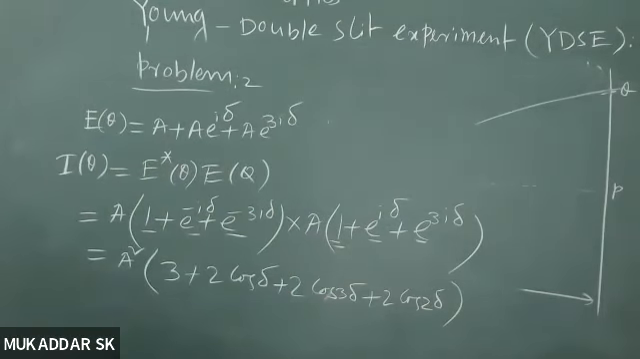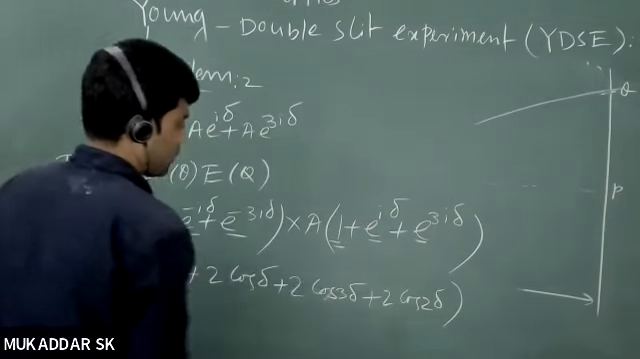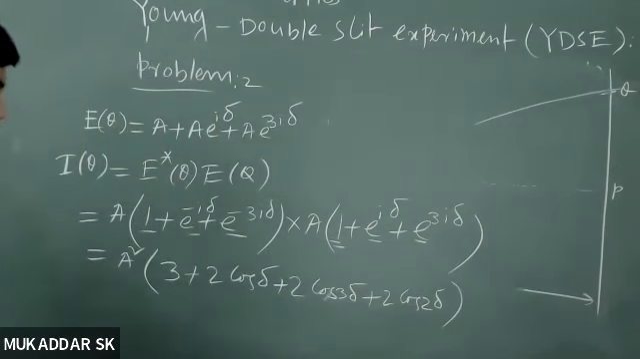Okay. So this will be the intensity pattern at point Q. So you can clearly notice from here that intensity basically depends upon what? Phase factor, right? Phase difference, that is delta.